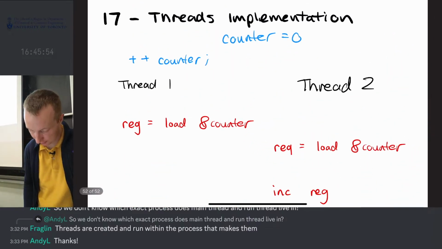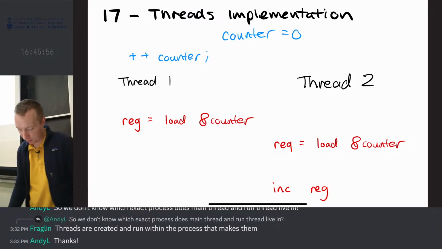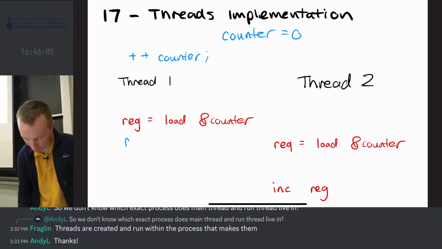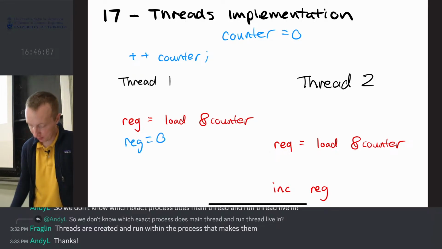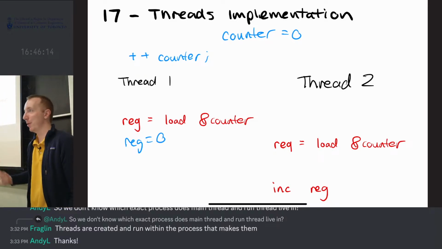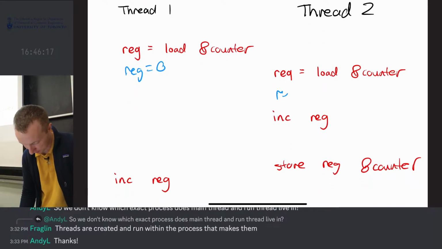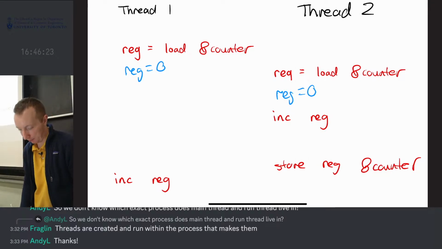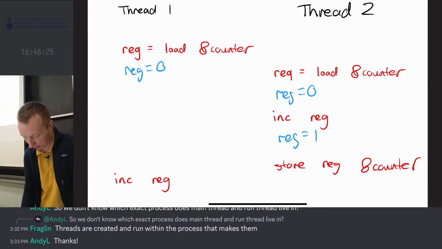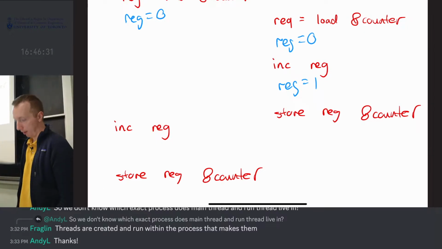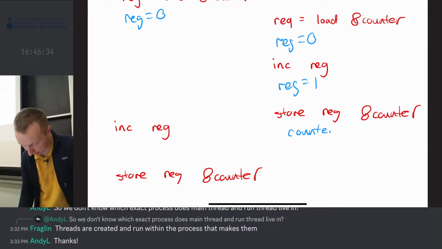So in this case, again, if counter is initially 0, what would thread 1 read into its register? 0, right? So it would read 0 into its register, and then we context switch over to thread 2. What does thread 2 read in its register? 0 again. So it reads 0, and from this point on, it doesn't really matter what executes in any order. We're kind of screwed. So thread 2 might increment its register. Its register is now 1. Then it would store that to the address of the counter. So counter would get updated to 1.